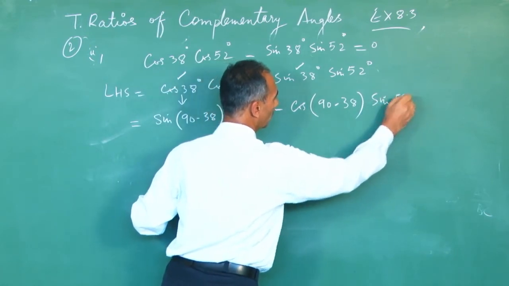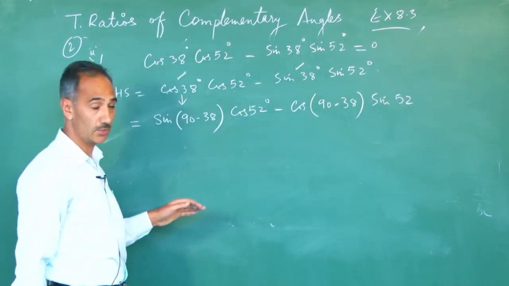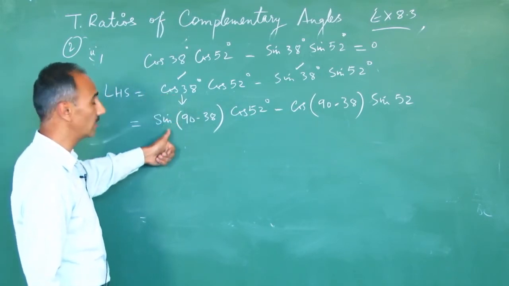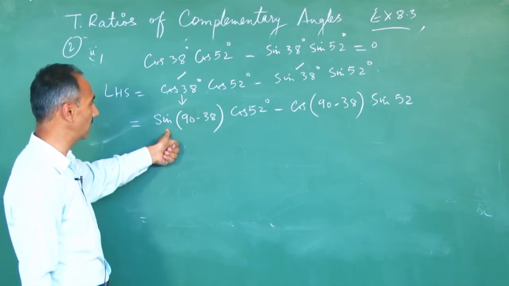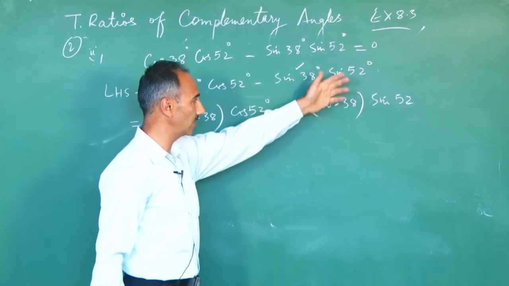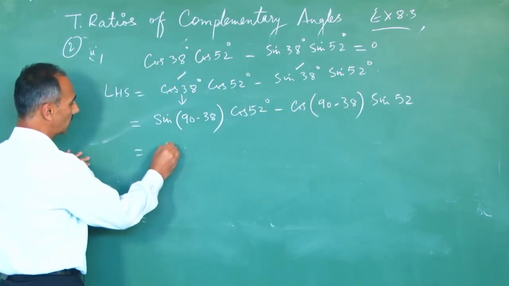So we are changing one of the T ratios, and it is your choice which one you are going to change. I am changing the first one, cos in terms of sine. Cos theta is sine 90 minus theta. This is the same. I change the first one, sine theta as cos 90 minus theta. Second one, same.